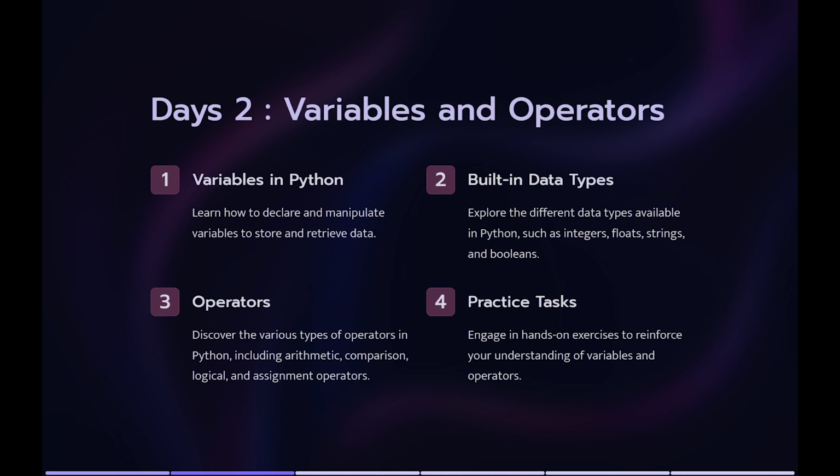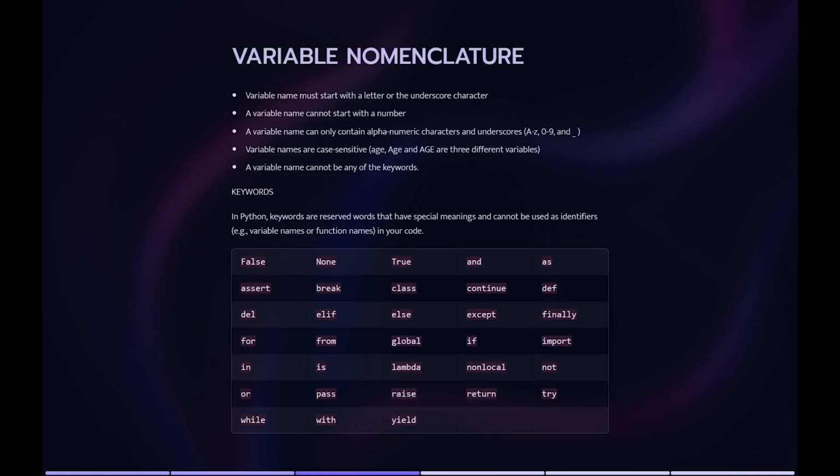So, variable nomenclature. Nomenclature refers to the rules that you have for naming a variable. A variable must start with a letter or an underscore, and it must not start with a number. It cannot have any special characters other than underscore, and it can only contain alphabets and digits. So that is what alphanumeric means. You have alphabets and numerals and no other special characters.